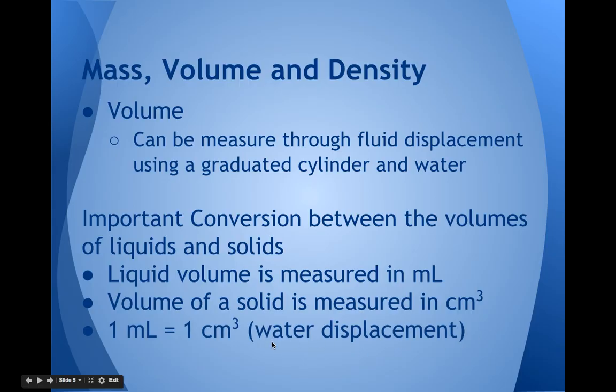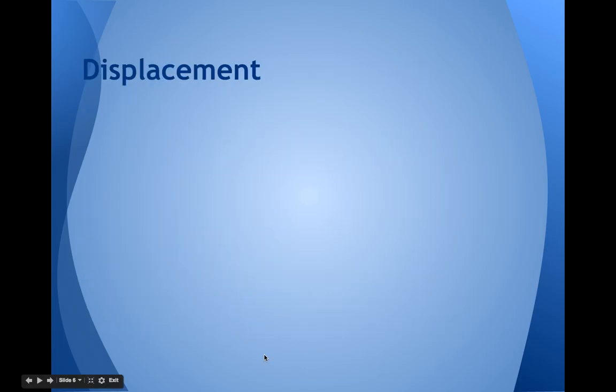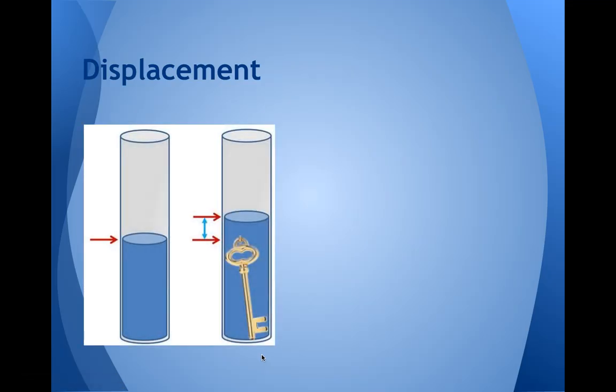Now, if you take that rock that we stuck in the water, that is not liquid, so I can't say a rock has a volume of 3 milliliters. However, the number that I'm going to get is going to make me think, oh, it's going to be milliliters. Nope. If it's a solid, it's going to be centimeters cubed. So here's how the water displacement thing works. You have a graduated cylinder of water that starts out right here.